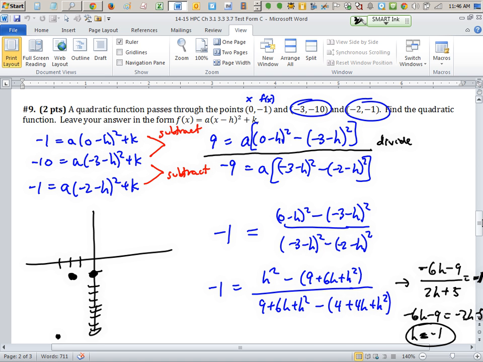See them side by side? Isn't this just a parabola? Isn't the axis of symmetry right here?